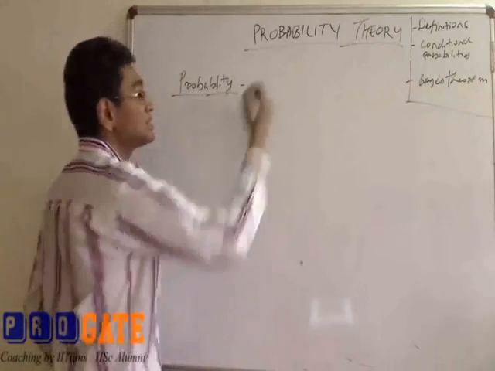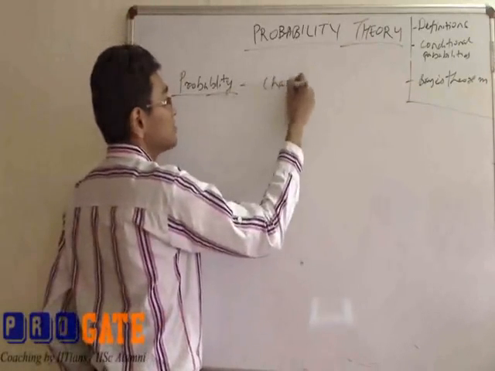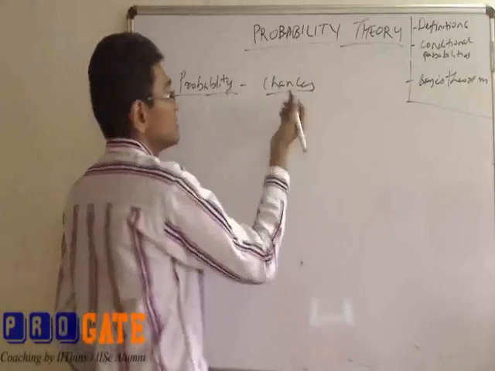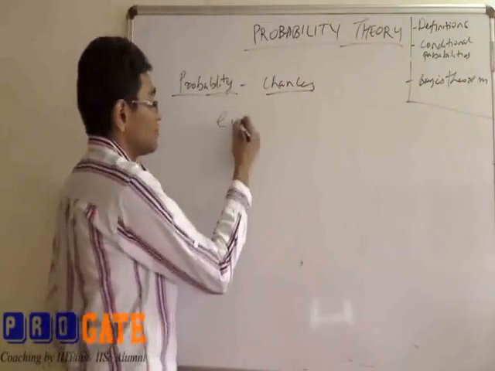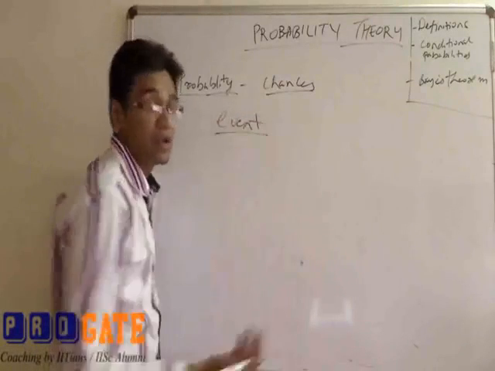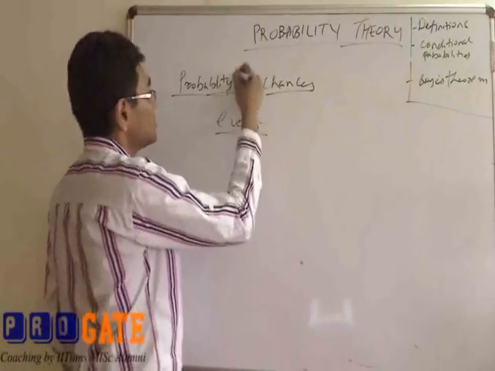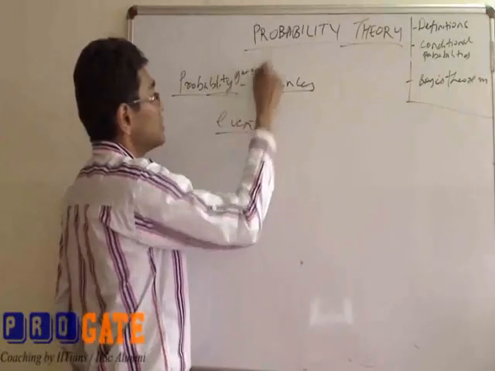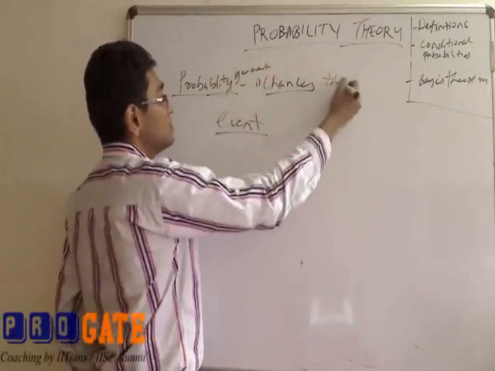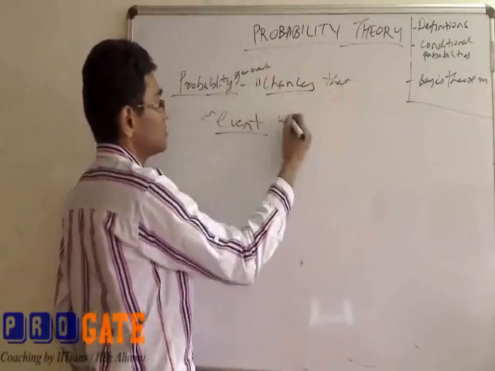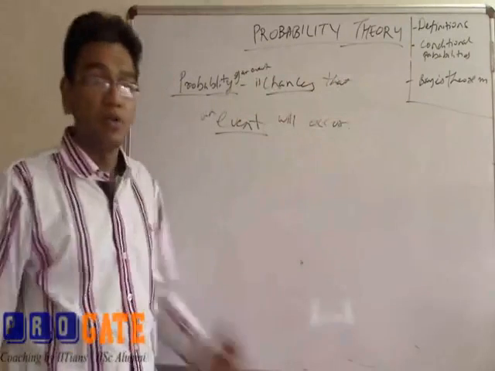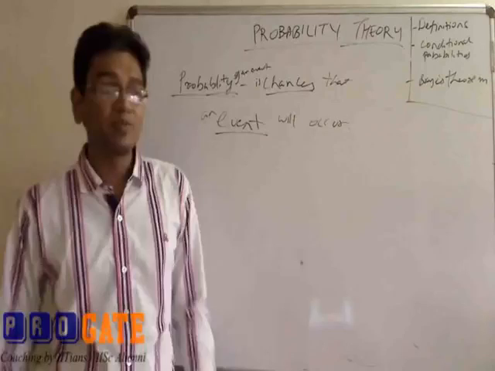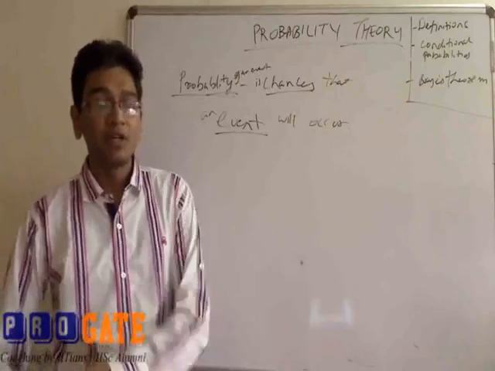Probability gives us the estimate, or the chances, that something will occur. Probability of an event is the chances that an event will occur. So first of all, what is an event? An event is some kind of experiment which we are doing, and we want a certain result.